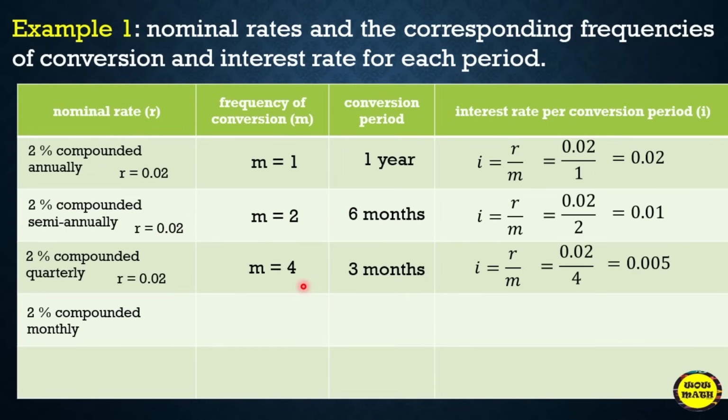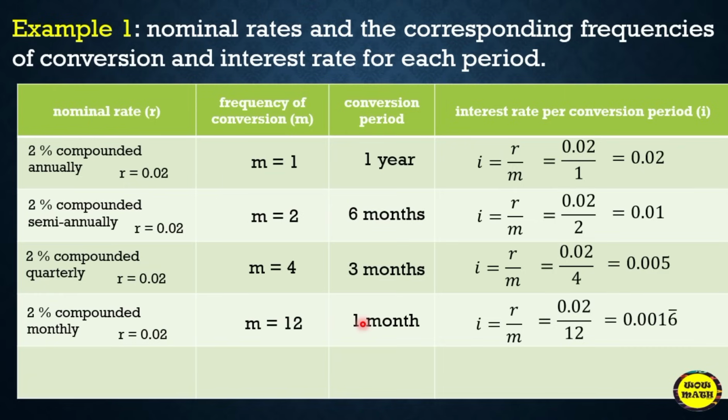Next, 2% compounded monthly. So, ano yung value ng m natin or yung frequency of conversion? m is equal to 12 kasi monthly. So, every month. And then, yung i natin or yung interest rate per conversion period is r over m or 0.02 divided by 12. The answer is 0.0016 with a bar on the 6, nilagyan na natin ng bar sa taas dahil paulit-ulit yung 6 dyan. Tinatawag natin yang vinculum.